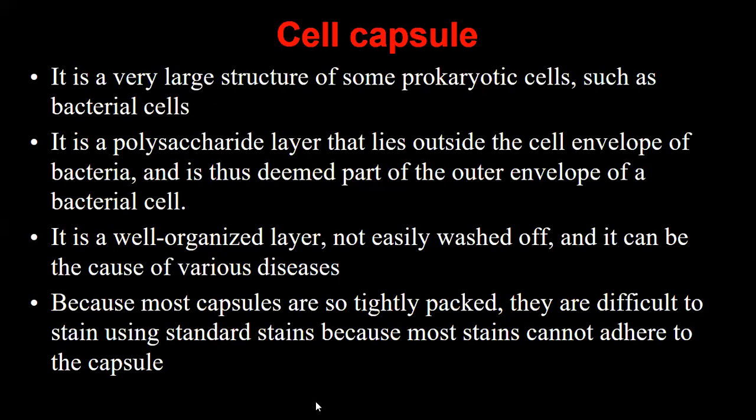It is a polysaccharide layer that lies outside the cell envelope of bacteria and is thought to be part of the outer envelope of a bacterial cell. It is found in the outermost part of the cell. It is like the external part, capsule, from the word capsule. If you have ever taken an antibiotic capsule, you know the content is actually a powder shielded by two cases closed together. When you open it up, you see the powdery antibiotic that you want to take.